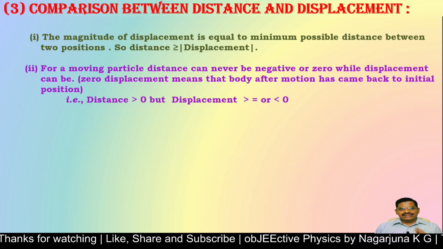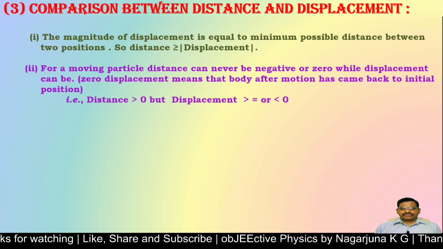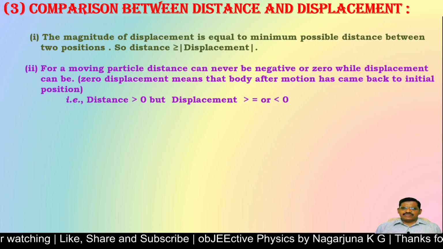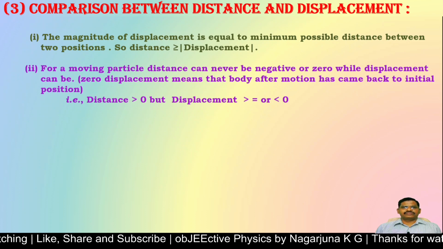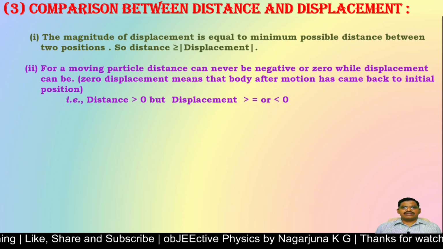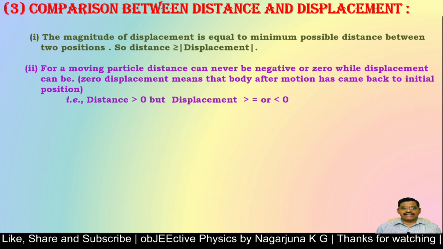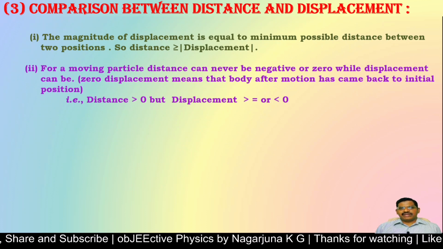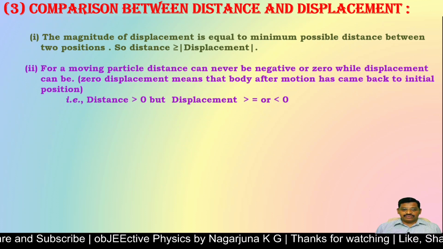In the circle example, displacement is 0. And like this, in some cases, displacement may be negative. Distance, final position, initial position, if we take any examples along x-axis, negative x-axis, positive x-axis, we may get displacement 0, displacement negative.